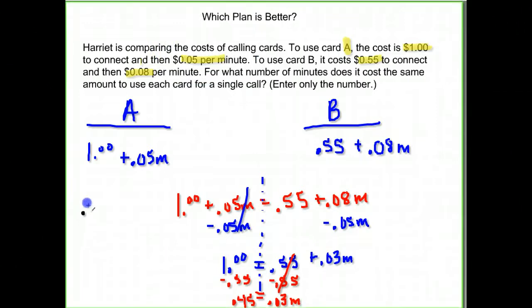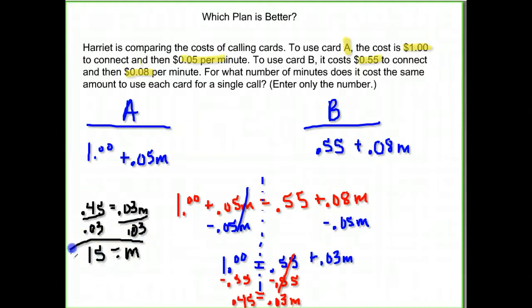I only have one step left here, and again, I ran out of room, darn it. I'm going to move where I was right up here. If I had room, I would just keep going underneath. So I have 0.45 equals 0.03 m. We need to get rid of that 0.03. It's multiplied by the m, so to solve, we do the opposite and divide both sides by 0.03. Opposite of multiplying is dividing. And we get 15. So at 15 minutes, these two will cost exactly the same amount.